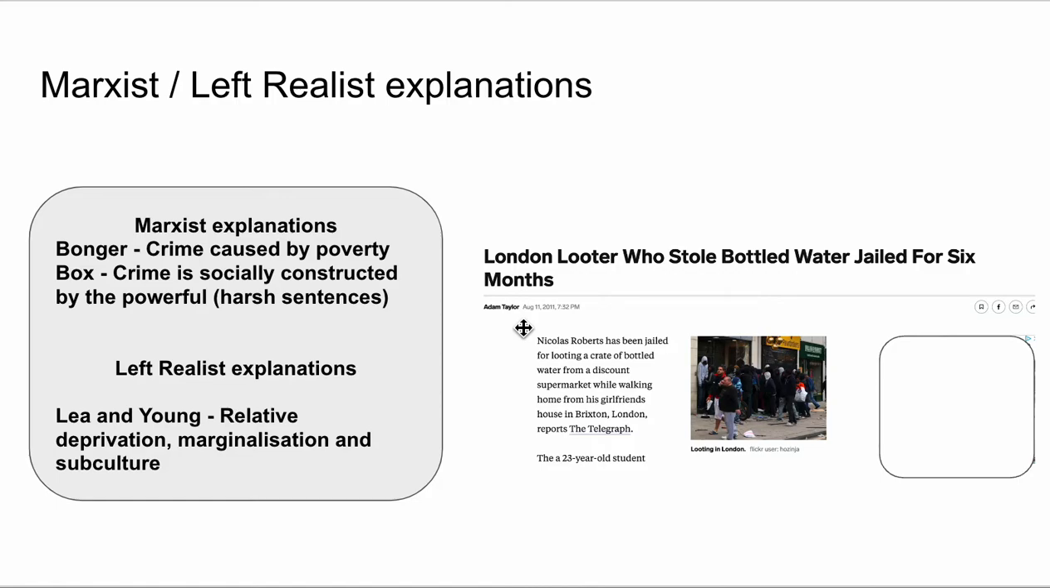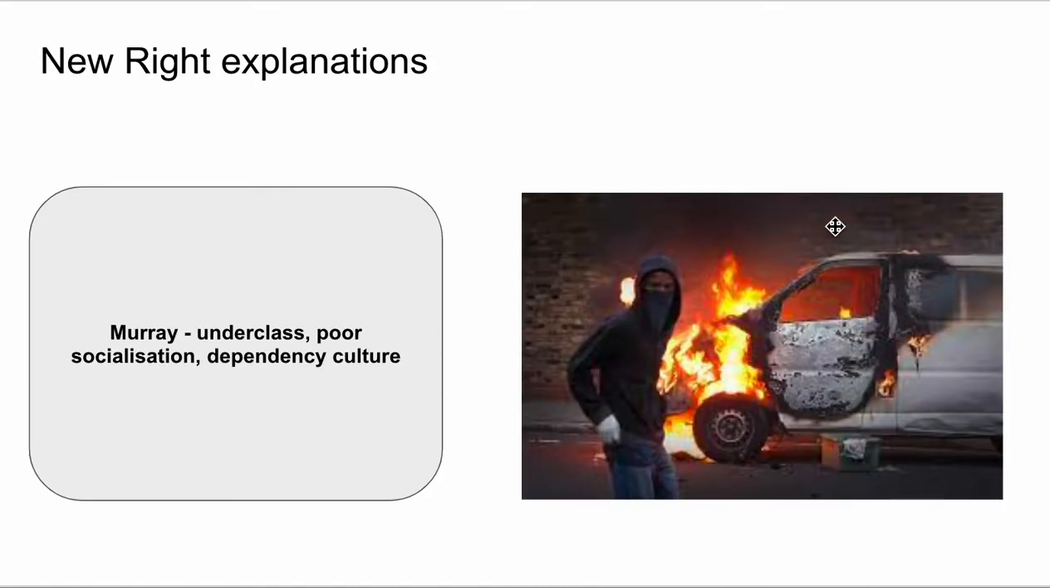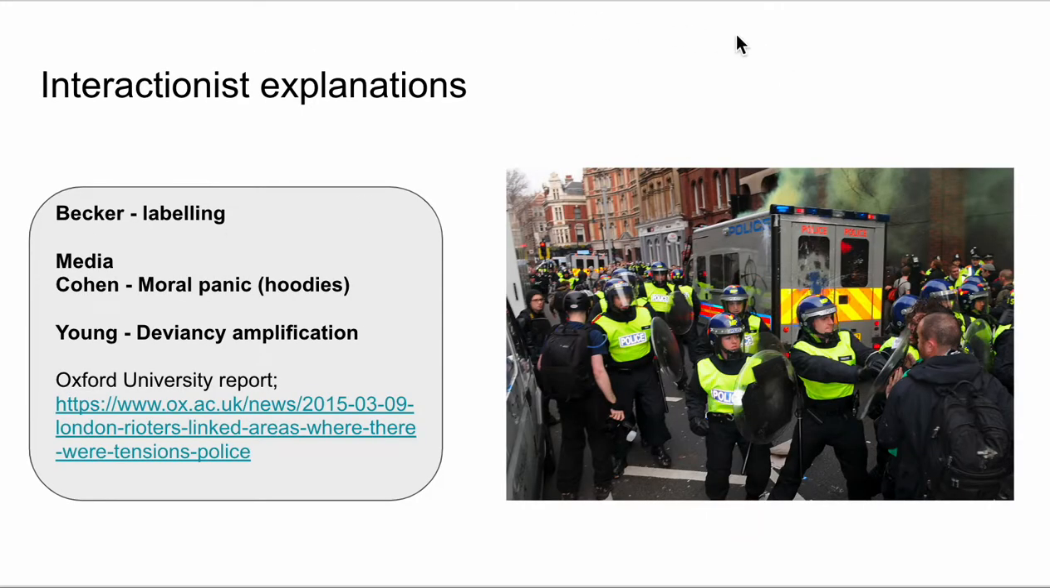A lot of the rioters were unemployed, marginalized, maybe involved in criminal subcultures and things like that. The new right, Charles Murray, would not have much empathy, I think, for the rioters, and would say they're part of the underclass, that they've been poorly socialized, that they're part of a dependency culture because of too generous welfare. So the new right would pin the blame on the individuals and call for harsh sentences and things like that. Okay, moving on to interactionism.